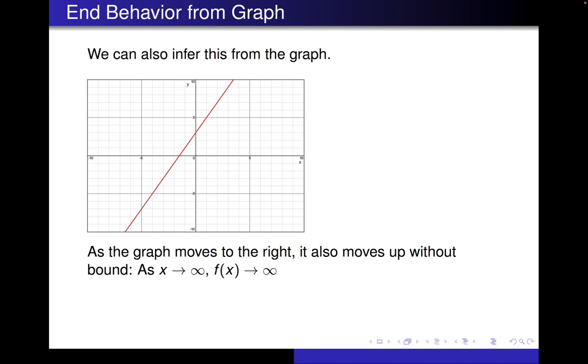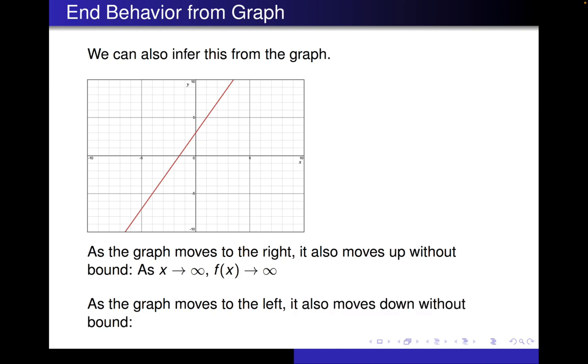Now, as we move along the graph to the left, that's as x goes to negative infinity. That means we're going to go downhill on the graph as we move left. And not only that, but we're moving down without any bound because we're moving down very, very steeply. And that tells us as x goes to negative infinity, f of x also goes to negative infinity.